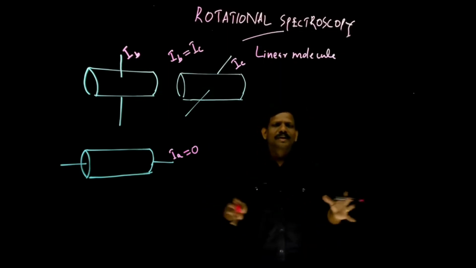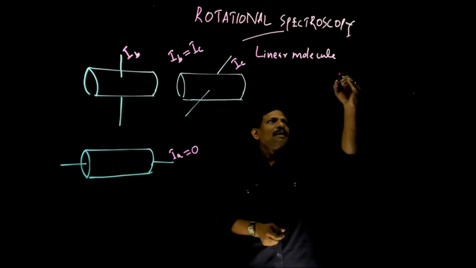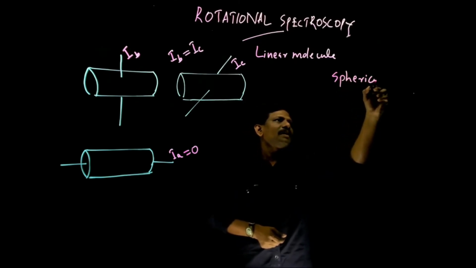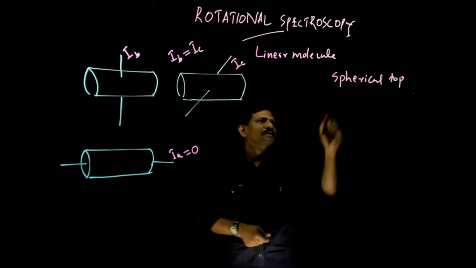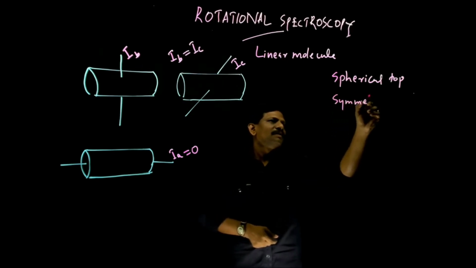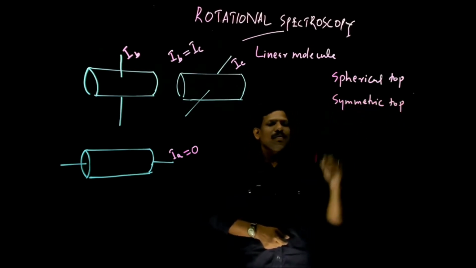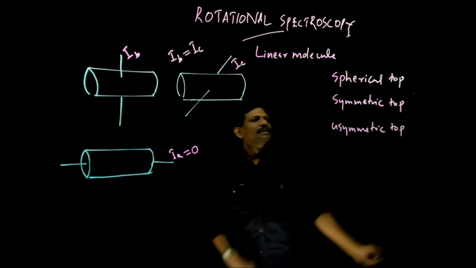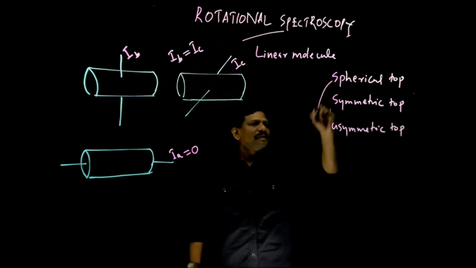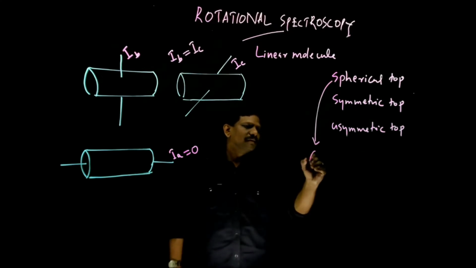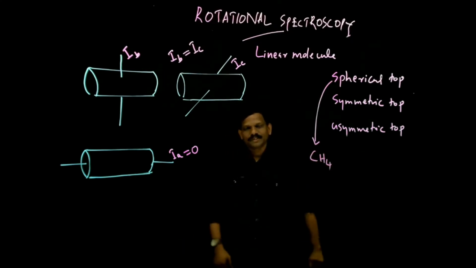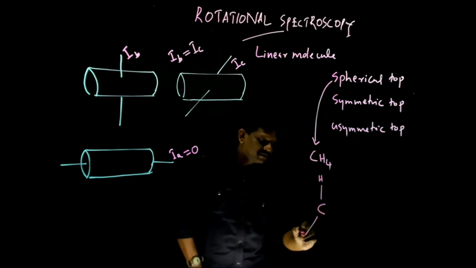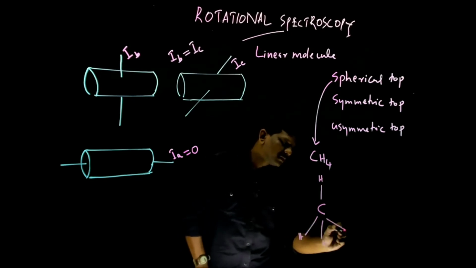Now we will see different types of molecules. One is called spherical top molecules, another one is symmetric top molecules, and another is asymmetric top molecules. You can take an example of spherical top, that is CH4. You know that this is a tetrahedral shape, a molecule like this.